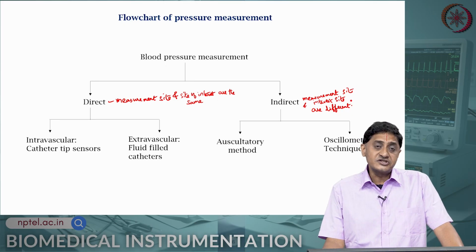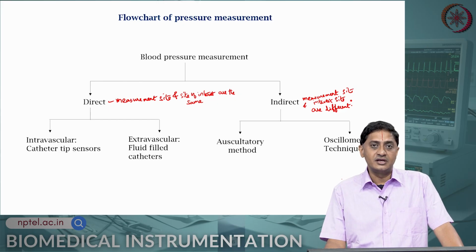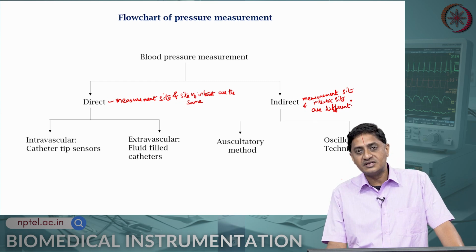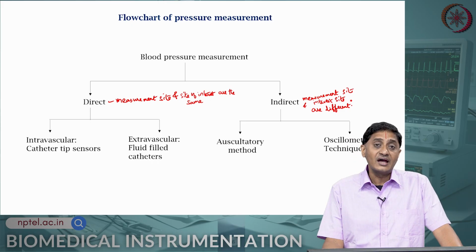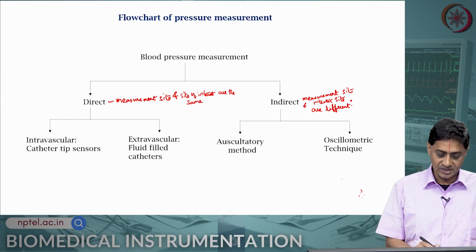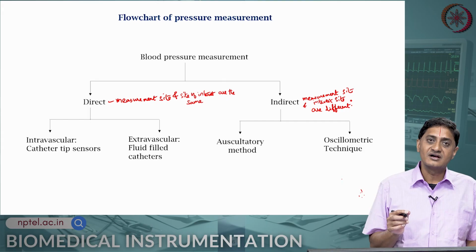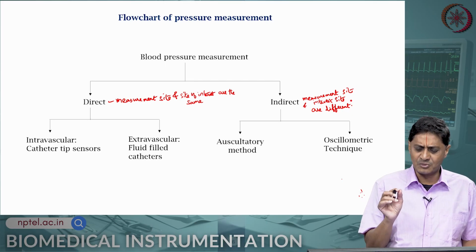Let us say I am interested in measuring the pressure inside a heart chamber. Wow. So, that means I need to find a way to either send a sensor directly to the heart chamber, or I can have a fluid filled catheter, an extravascular system. So, there are two ways in which I could do that. One is I can have a catheter tip sensor. Catheters are deformable tubes that are really small.